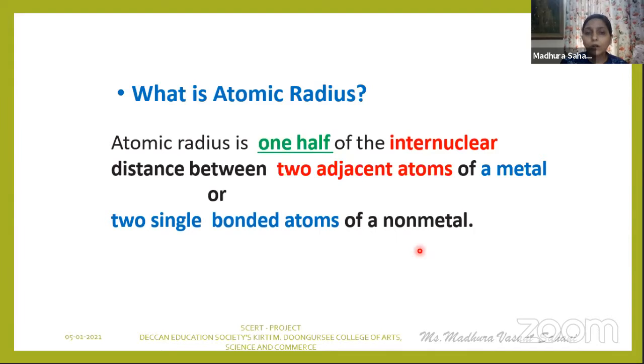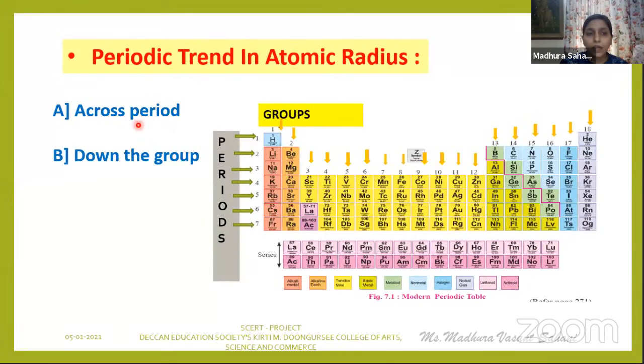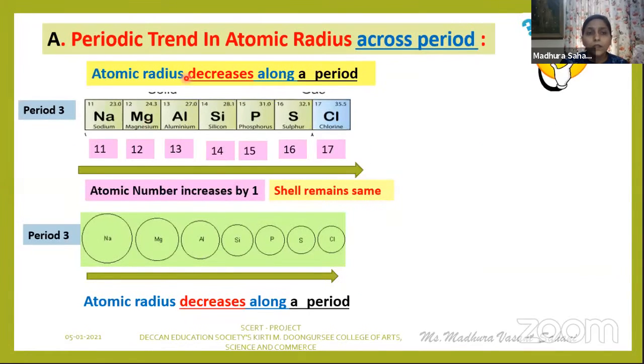So now you come to know about the atomic radius in case of metals and non-metals. So let us study the periodic trends in the atomic radius across the period and down the group. Out of this, first we are going to learn the periodic trend in atomic radius across the period. To explain this part, we have considered an example of elements from period number 3. All of you know that in a period, as you move from left to right, atomic number goes on increasing and it increases by 1. See here, sodium atomic number 11, magnesium 12, aluminium 13, silicon 14 and so on.